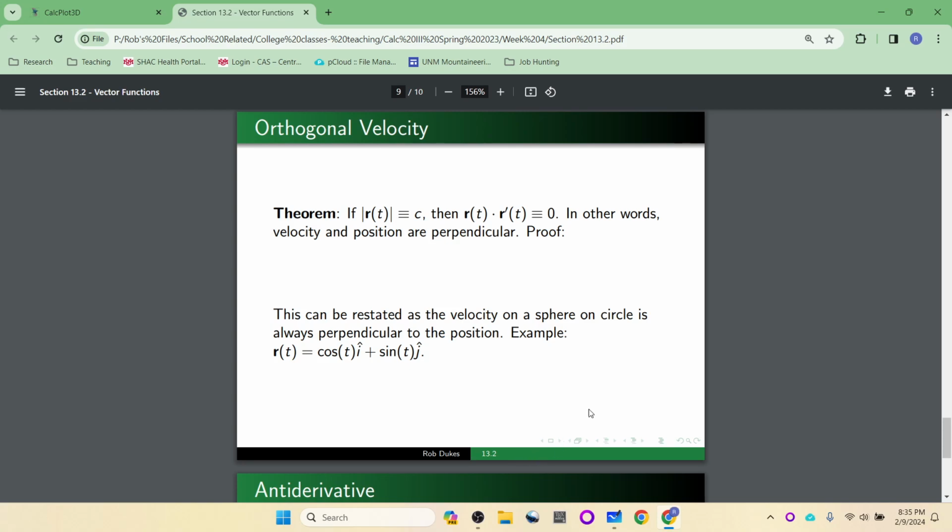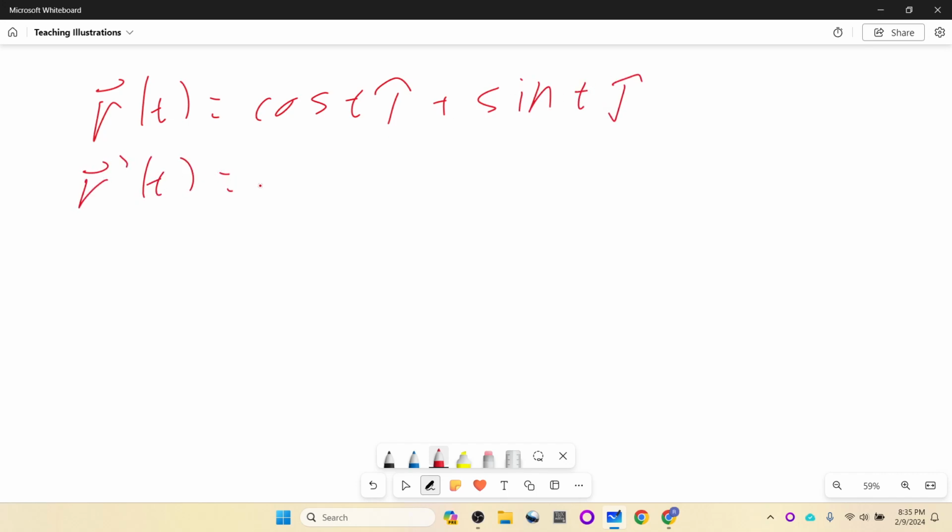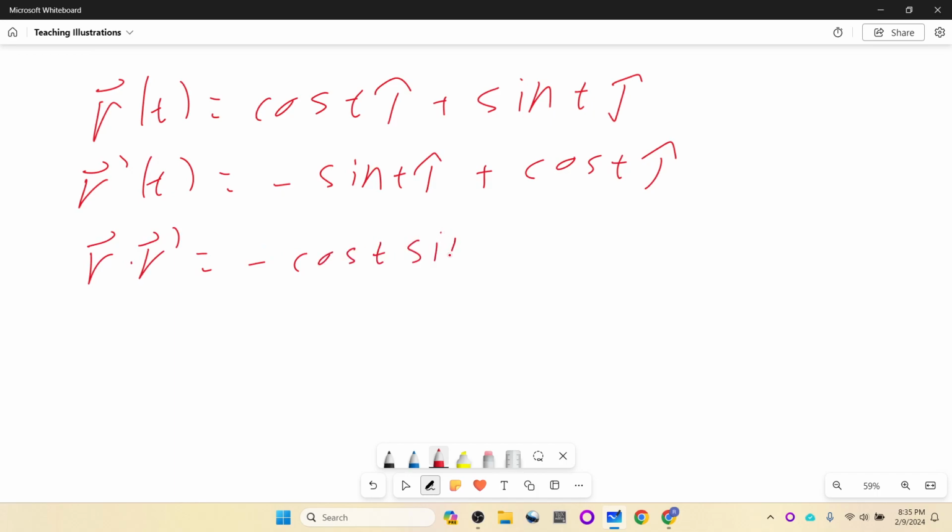Take cosine of t plus sine of t. r of t is cosine t i plus sine t j. r prime of t is negative sine t i plus cosine t j. The dot product between them would be negative cosine of t sine t plus cosine of t sine t, which is 0.